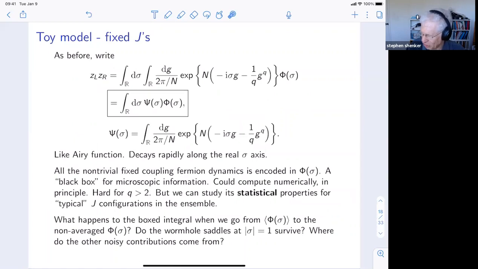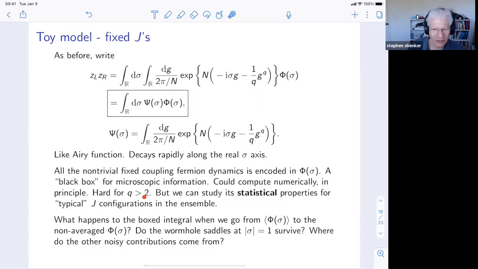So this function is computable, although numerically it turns out to be quite difficult unless q is 2. But it depends on j's. All right, so all the non-trivial j dependence is encoded in this function phi of sigma. It's a black box for the microscopic information, if this were Super Yang-Mills or something, or a tensor model in SYK.